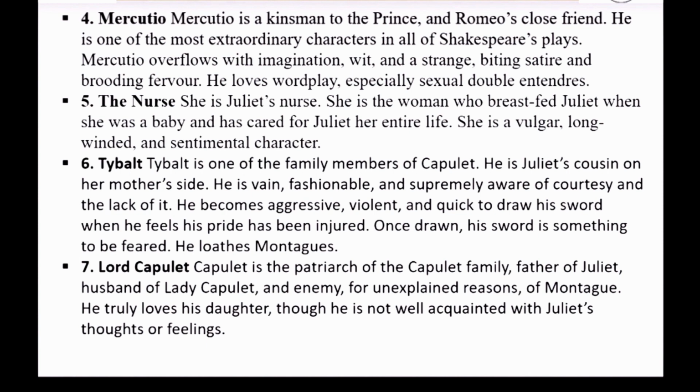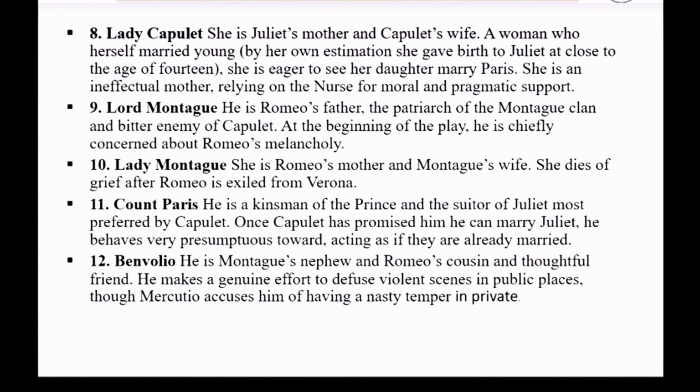Capulet is the patriarch of the Capulet family, father of Juliet, husband of Lady Capulet, and enemy of Montague for unexplained reasons. He truly loves his daughter, though he is not well acquainted with Juliet's thoughts or feelings. He seems to think that what is best for her is a good match with Paris. Often prudent, he commands respect and propriety, but he is liable to fly into a rage when either is lacking.